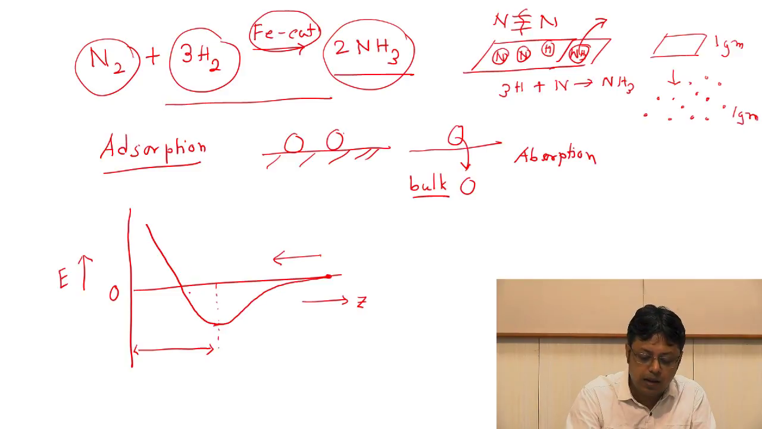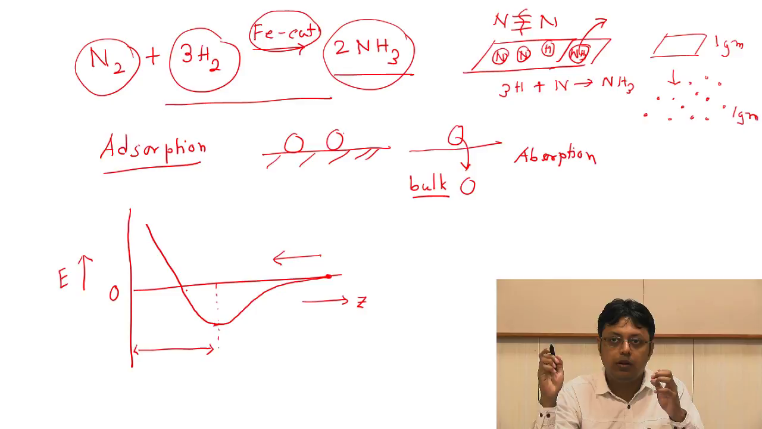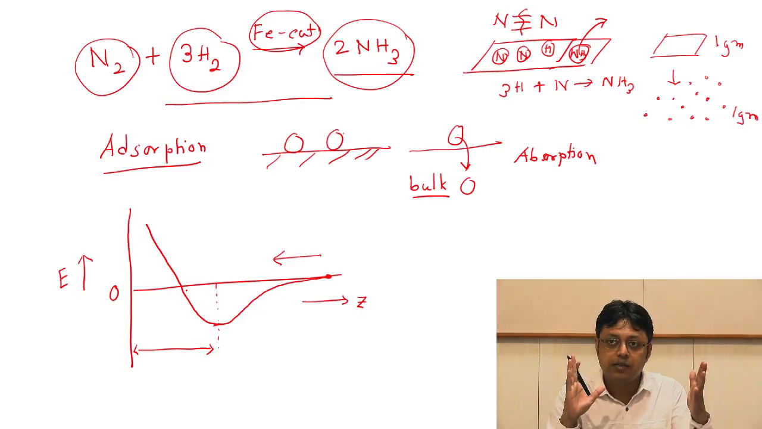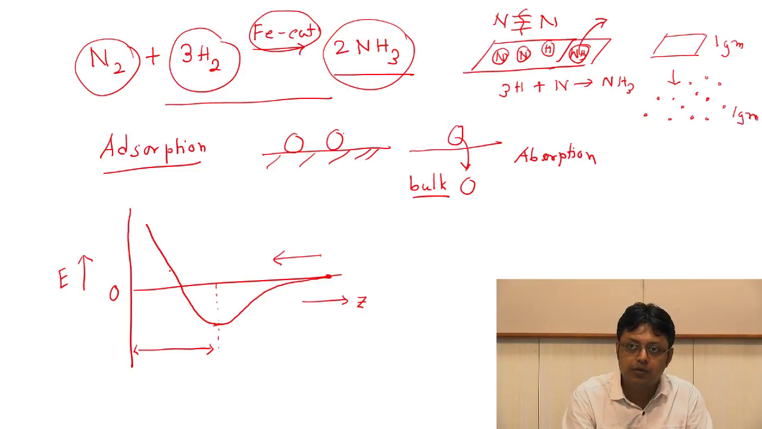And then what happens is that if you want to bring the molecule closer to the surface, the electrons on the molecule and the electrons on the surface start repelling each other, and then you will have a repulsive force. So there will be a best position, or best equilibrium position, where the energy will be minimized.